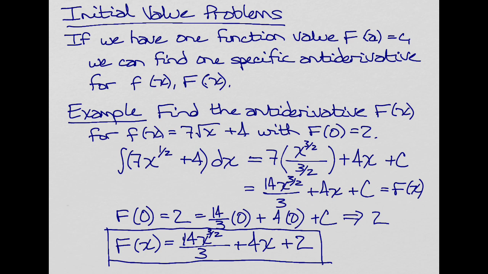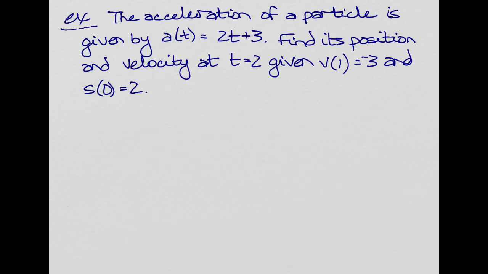We can use this idea for something like this. We've talked about position, velocity, acceleration in the past. We know that velocity is the derivative of position. Acceleration is the derivative of velocity. We can do that the other way around now. If I know the acceleration, I can find the velocity by finding an antiderivative. Here we go. An antiderivative of 2t plus 3.